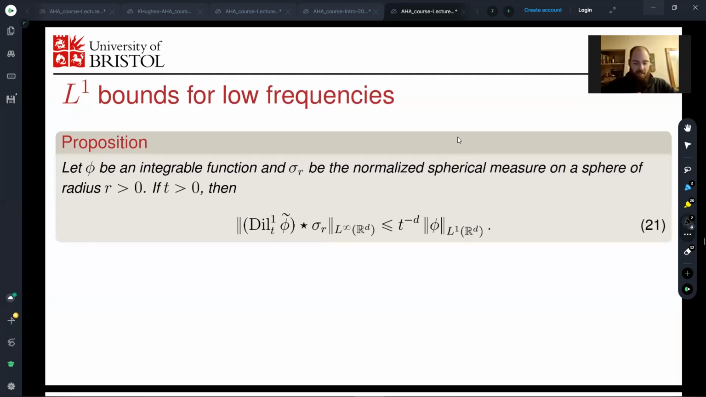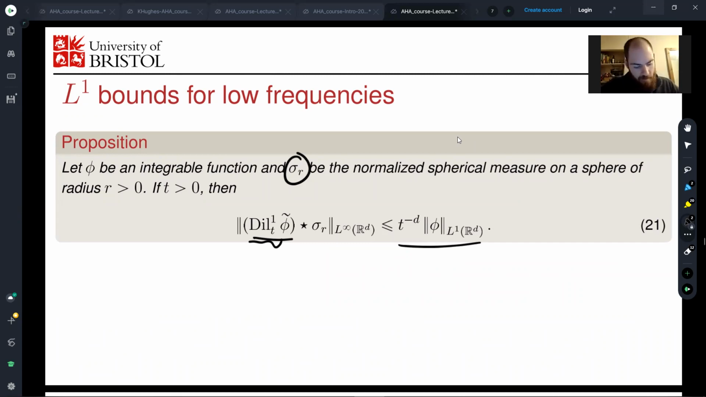To start us off, let's just warm up with a little bit of this simple inequality right here. If I take sigma_r to be the normalized spherical measure on a sphere of radius r, and I consider these convolutions, so I fix an integrable function phi, and I look at the L1 dilations of its Fourier transform. The Fourier transform exists because phi is integrable. Then if I take any of these dilations, I end up getting this bound in terms of the L1 norm of the original function. This follows just because sigma_r is a probability measure. I'm not going to do much work to do this.